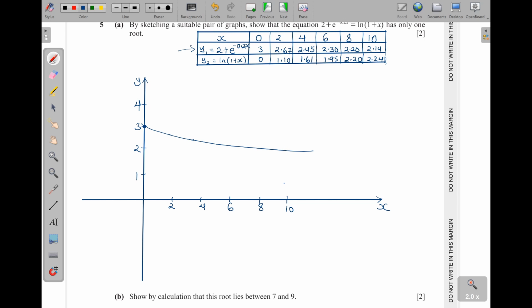And we can see 0 with 0, so it is passing through that. Then 1.10 just here, 1.61 there, then 1.95 there, then 2.2. Okay, so they are meeting maybe there. That's where 2.2 is, and then 2.24 is just above. So for each, it is coming like this.